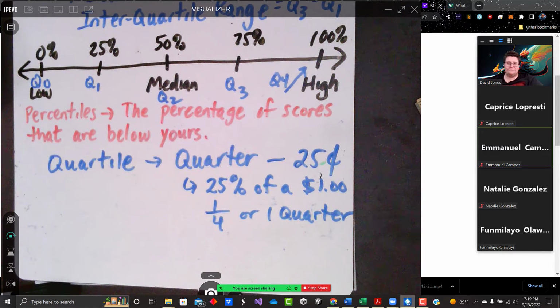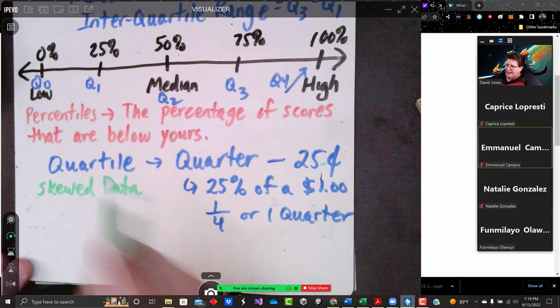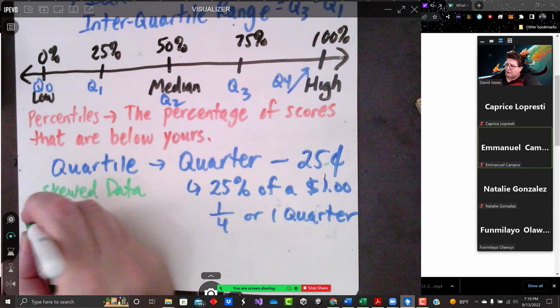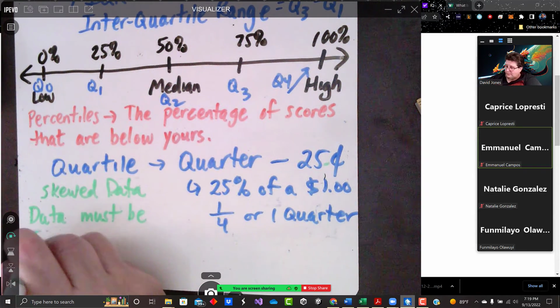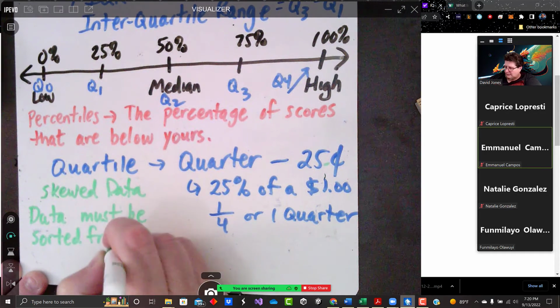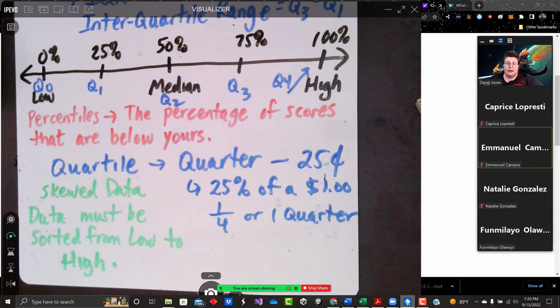Very rarely do you see Q2. Q2 is called the median. So this is for skewed data. And to use it, the data must be sorted from low to high, which is a pain to do when there's 20. It's mind-numbing to do when there's 1,000. This is not something you want to do generally by hand.